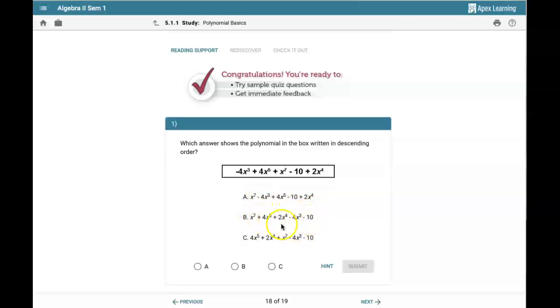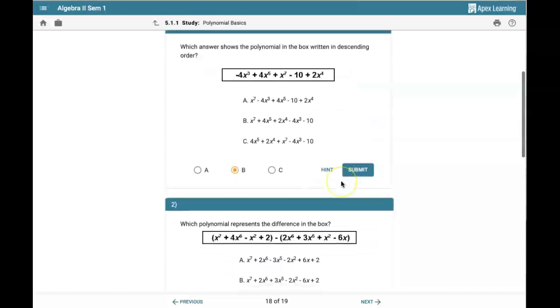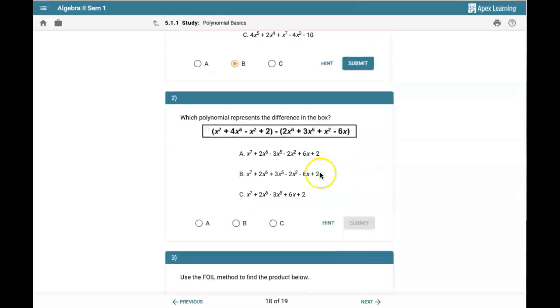And then this one is to the 0th. So your answer here should be B. All right. When we do this one here, remember, you've got to carry that negative sign throughout the entire thing.